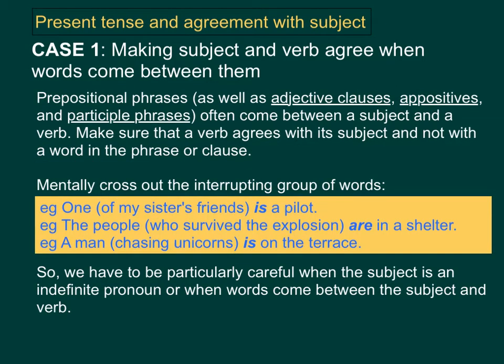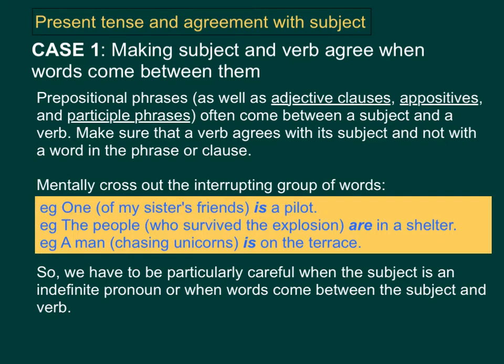Prepositional phrases often come between a subject and a verb. Make sure that a verb agrees with its subject and not with a word in the phrase or clause. In the following, mentally cross out the interrupting group of words. One of my sister's friends is a pilot.